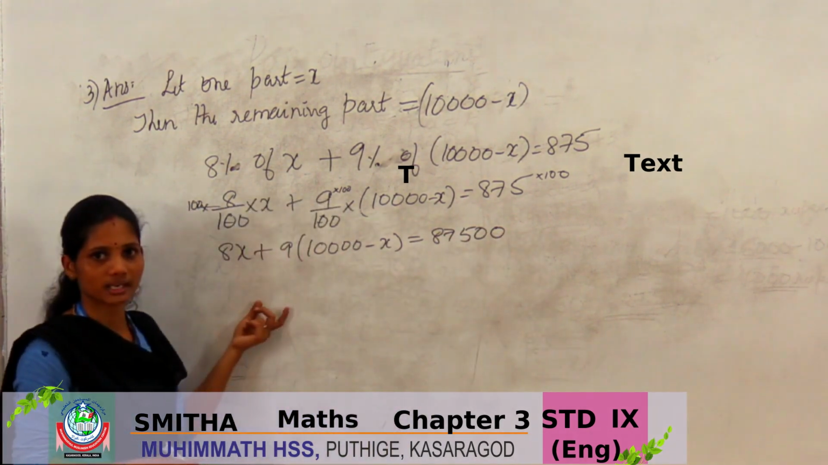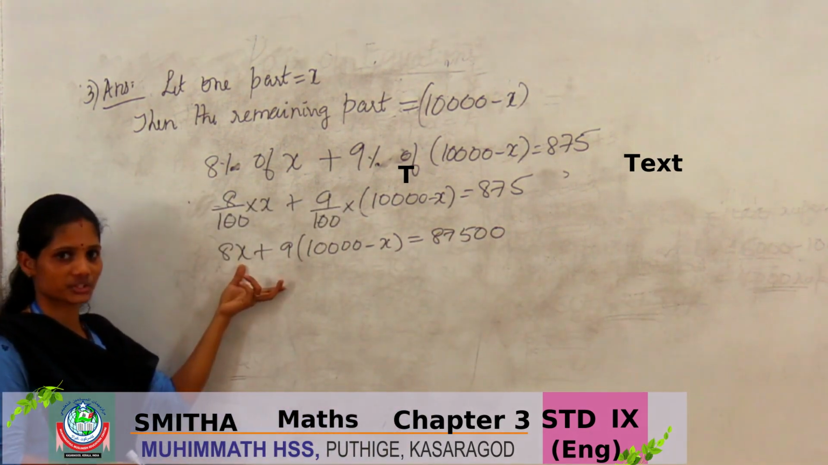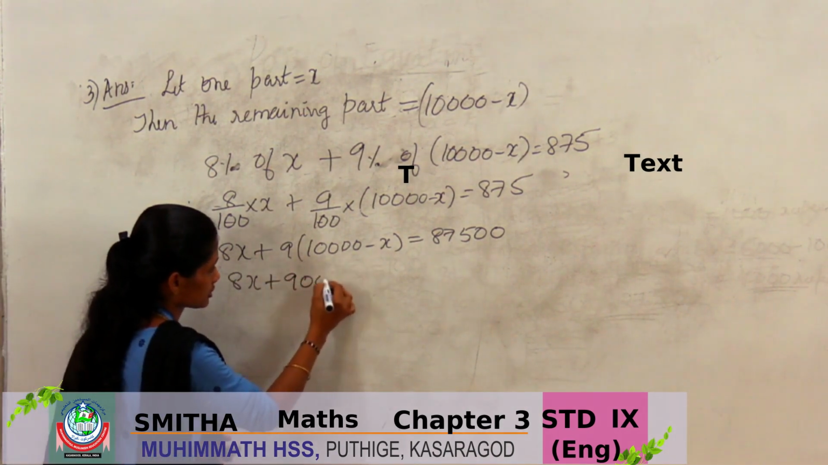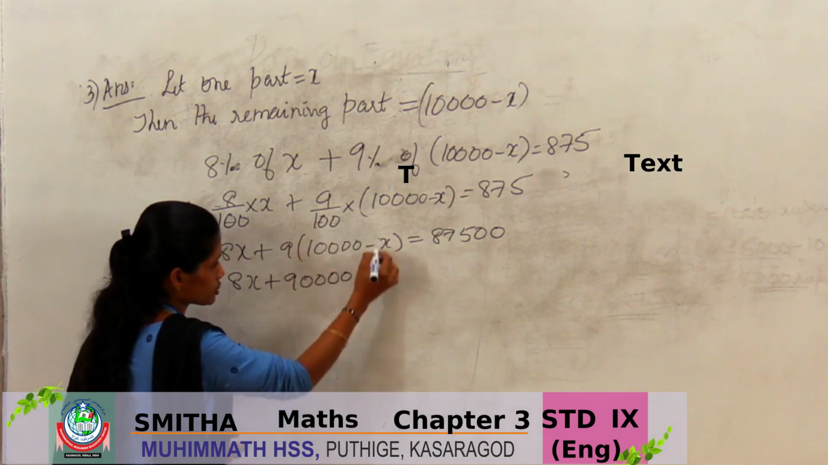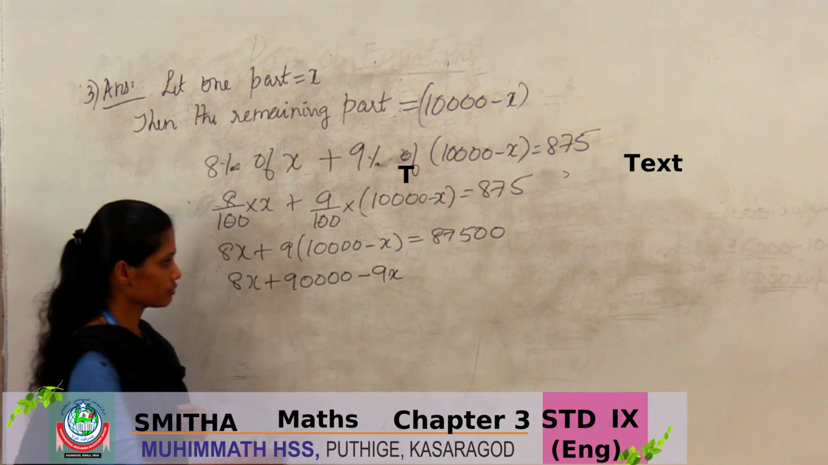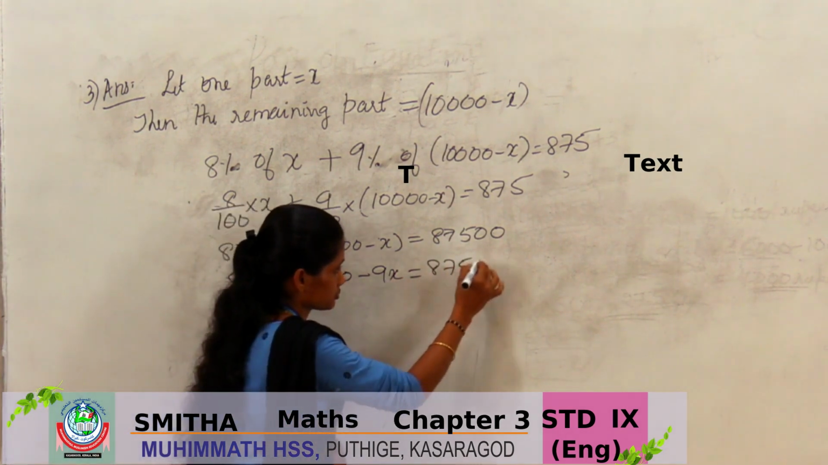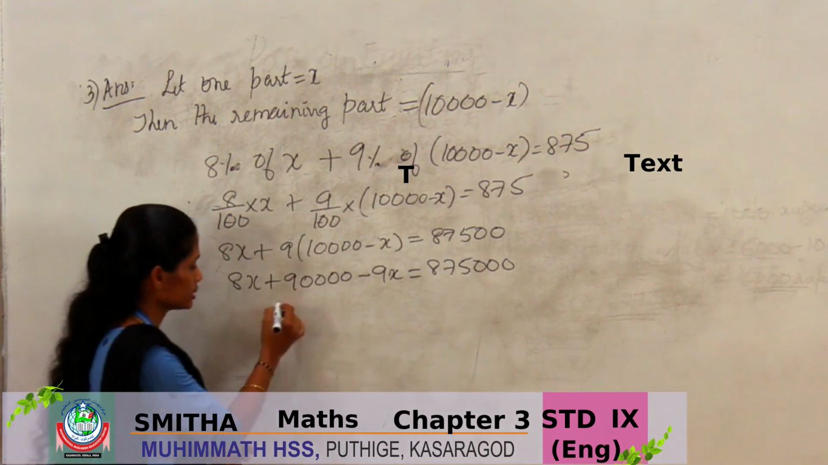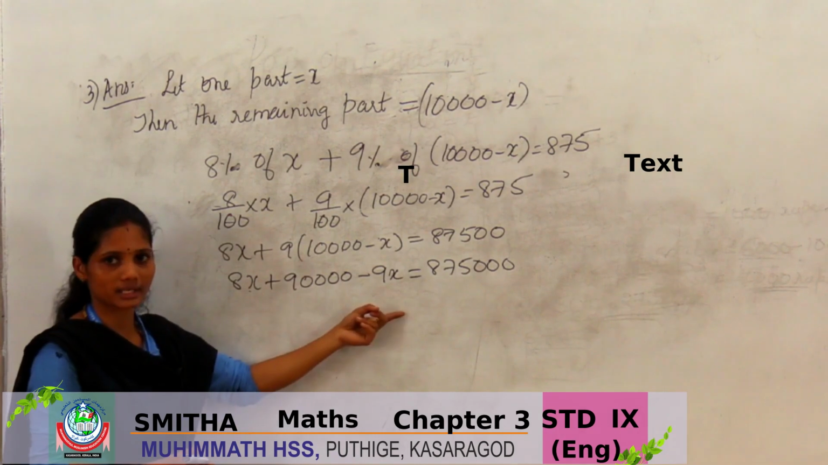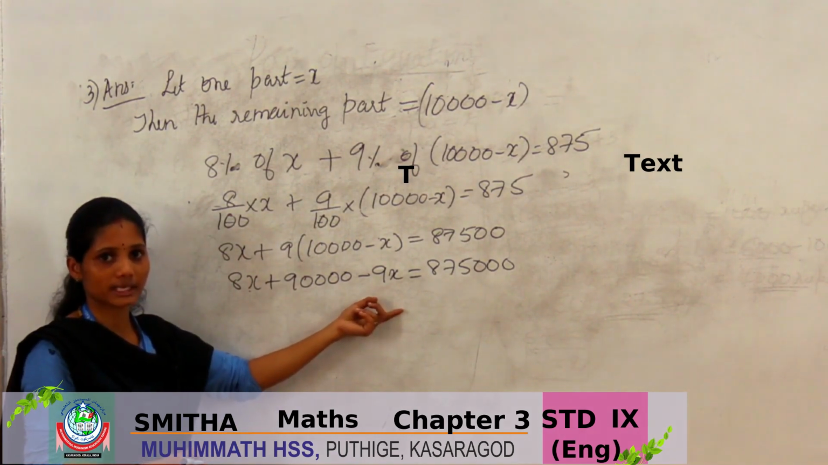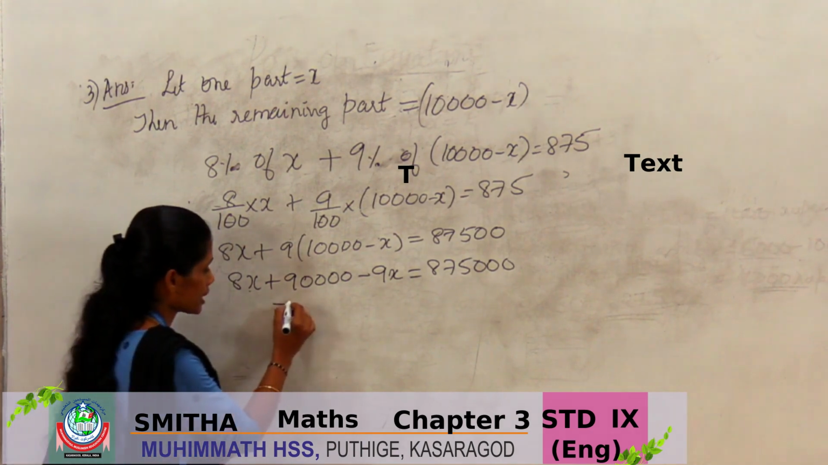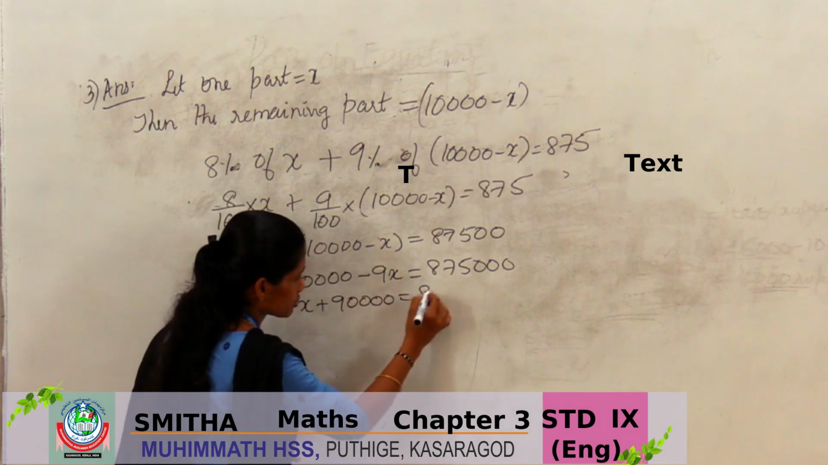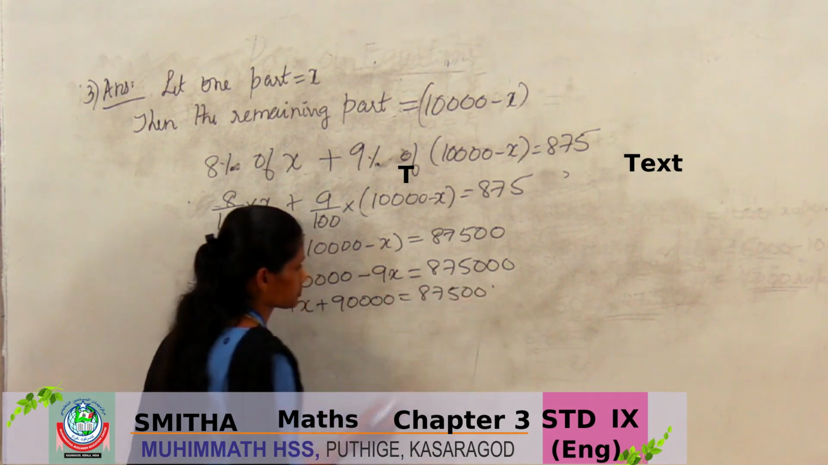So 87,500. Simplification: 8x plus 9 into 10,000 is 90,000, minus 9 into x, 9x, equals 87,500. Now 8x minus 9x, simplification of like terms, it is minus 1x. Minus 1x plus 90,000 equals 87,500.